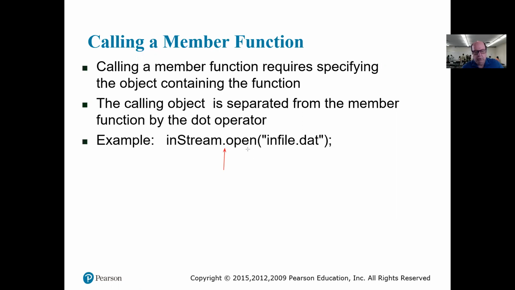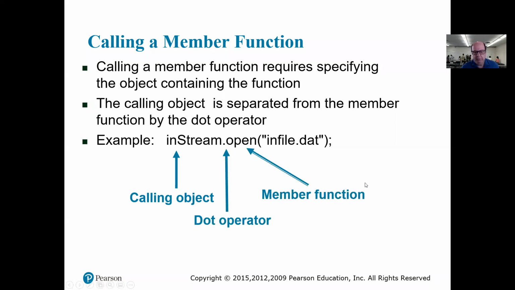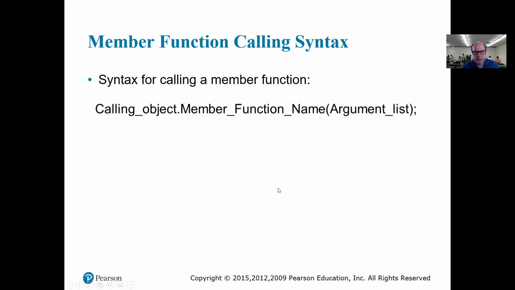And that function, just like any function that you use right now, has either some parameters or no parameters. That's okay. So in this case, open needs one parameter, which is the file name, to connect itself to that file. So that's a calling object. Remember, we cannot do it with the class. It has to be an object. We have the dot operator. We have the member function to do that.